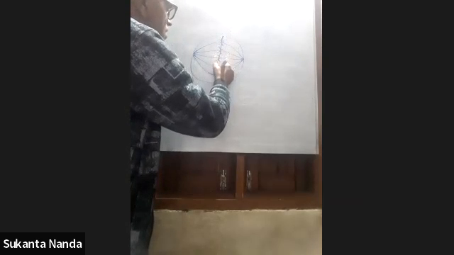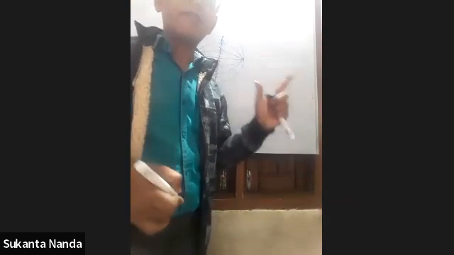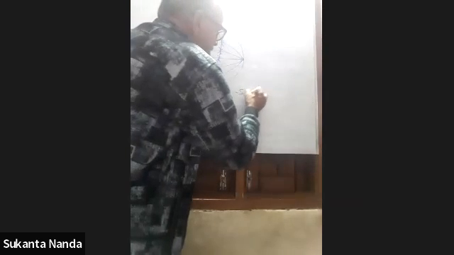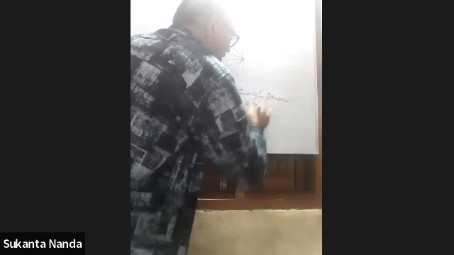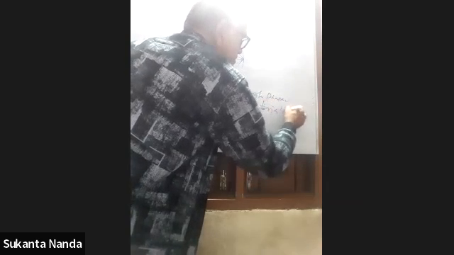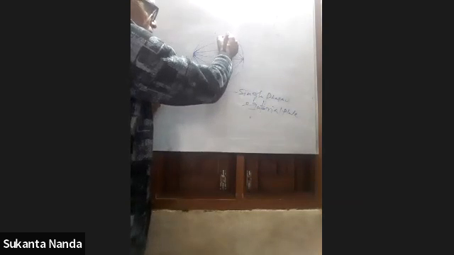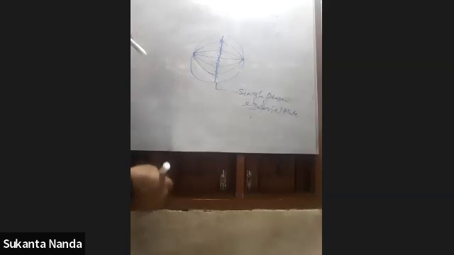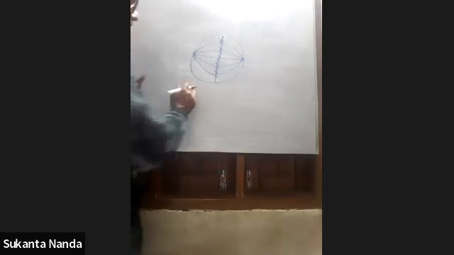Mark that. It is not a double-phase equatorial plate like that of metaphase 1 of meiosis 1. It is not a double phase; it is a single-phase equatorial plate. This is the equatorial plate. And you mark that, things happen this way.